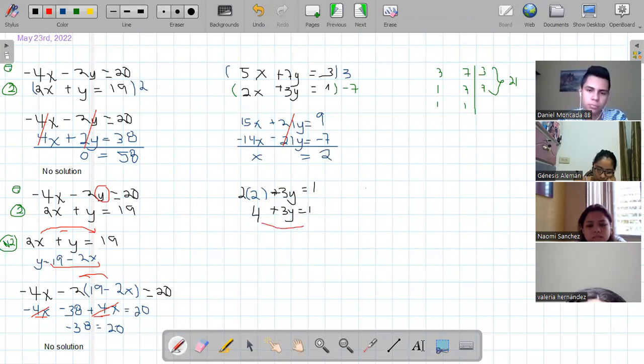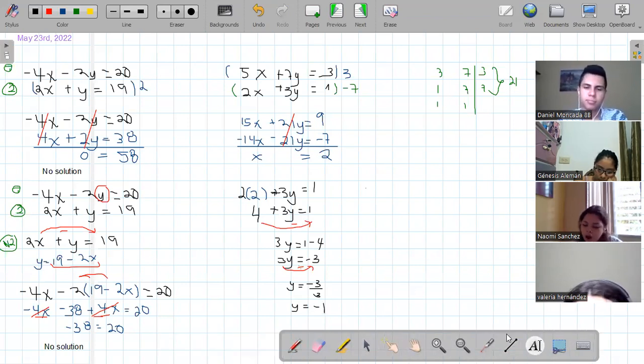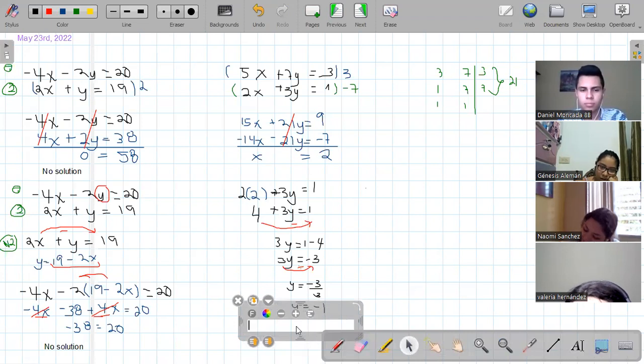The 4 is added, and that's the constant, so it goes to the other side, subtracted. So I have 3y is equal to 1 minus 4. How much is 1 minus 4? Negative 3. Now the 3 is multiplying, so it passes to the other side, dividing. And now I have y is equal to negative 3 over 3. How much is that? Negative 1. So how many solutions do I have? One solution. And what is my solution? 2, -1. Very good.